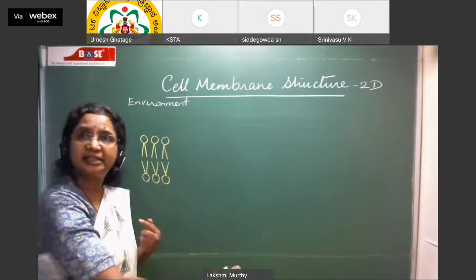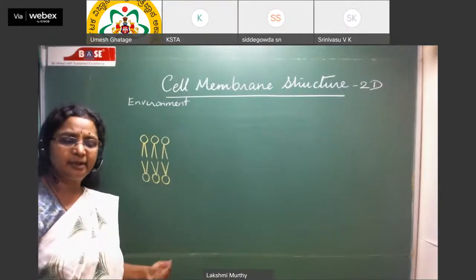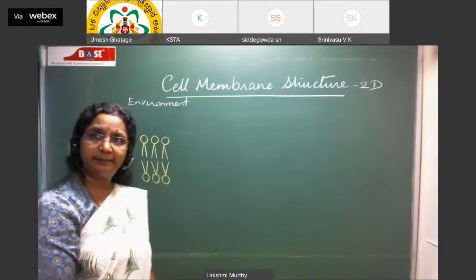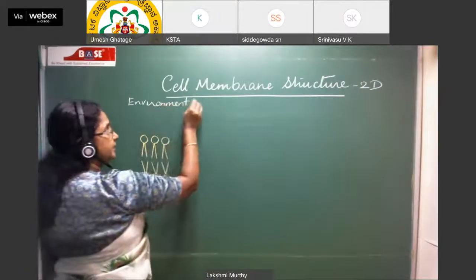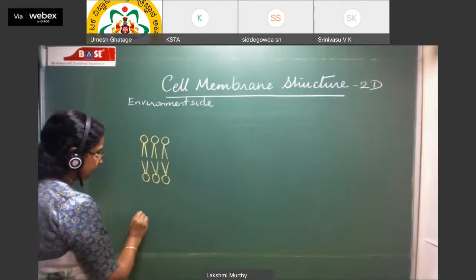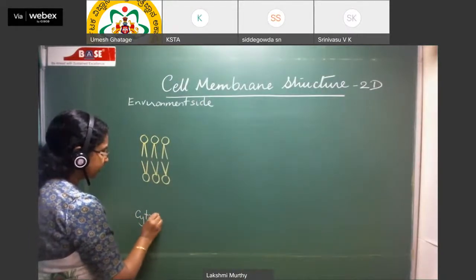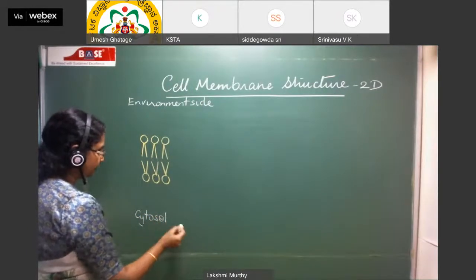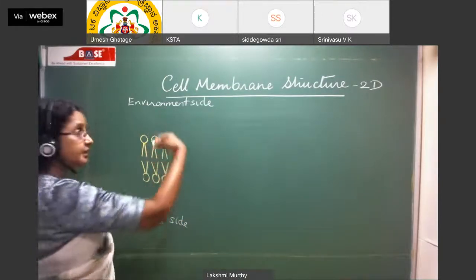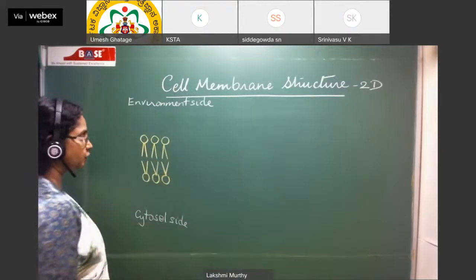Okay, some fluid is present outside. Imagine maybe one of your smooth muscle cells. The tissue fluid becomes the environment. So this is going to be the environment side, and the other side is going to be the cytosol side, that is the cytoplasmic side. This is what I'm going to consider: the environmental side and the cytosol side.